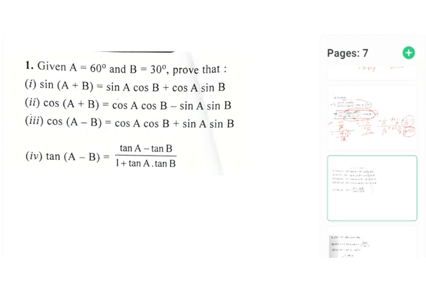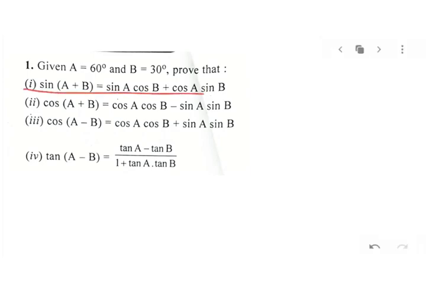Next, I have given that A is equal to 60. So I am solving your first part. Let's see what we can do. Sin (A plus B). So A is 60, so I'll write 60 plus 30. B is 30, so I'll write 30. And that should be equal to.